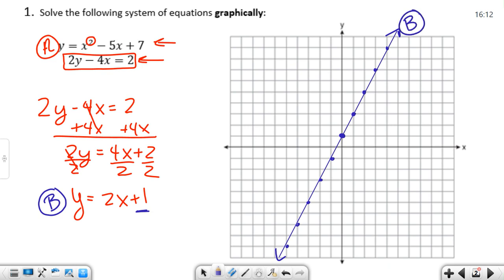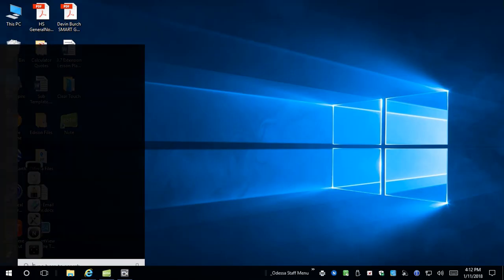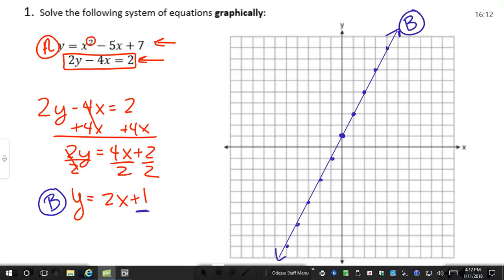Now, to graph this quadratic, there are a couple of ways. We could make our own table, but the easiest way, as most of us know, to graph this quadratic, y equals x squared minus 5x plus 7, is to go ahead and use the calculator.